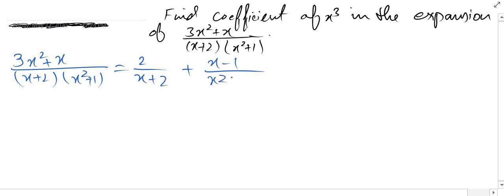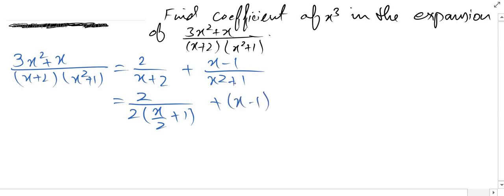x square plus 1. We can take this 2 common, so we can write it as 2 common, x over 2 plus 1, plus x minus 1 into, we can shift this denominator as numerator, so its power is positive 1 here. When it becomes numerator, it will be x square plus 1 raised to power minus 1.